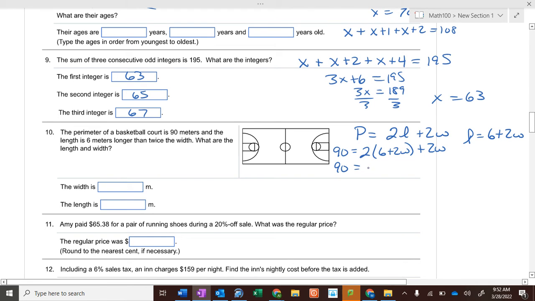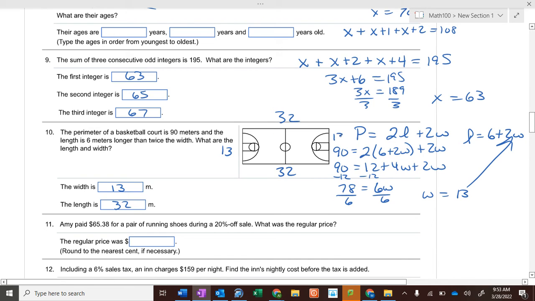So 90 equals 12 plus 4W plus 2W. So if you subtract 12, 78 equals 6W. Divide by 6. W equals 13. So the width is 13. If you stick 13 back in there, 2 times 13 is 26. Plus 6 is 32. Is 32 plus 32 plus 13 plus 13 equal to 90? Because this is 26, this is 64, that makes 90.